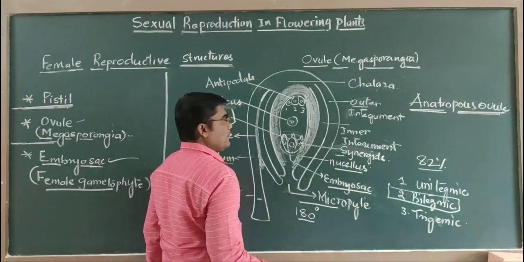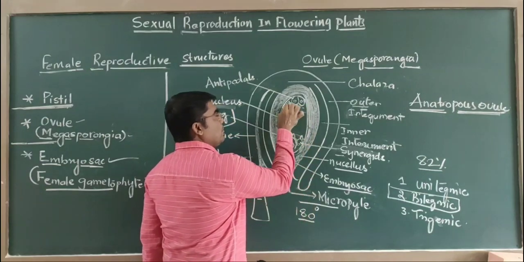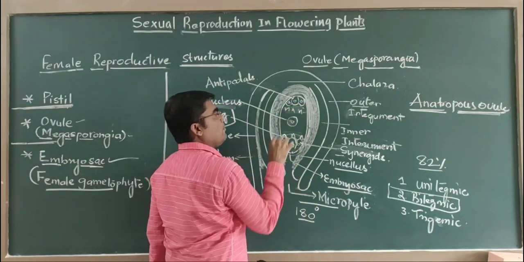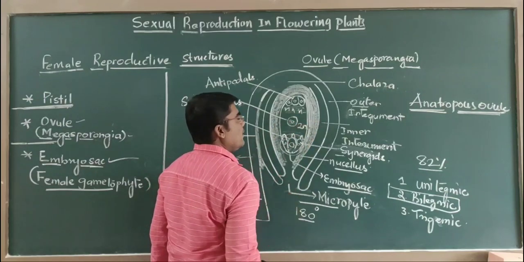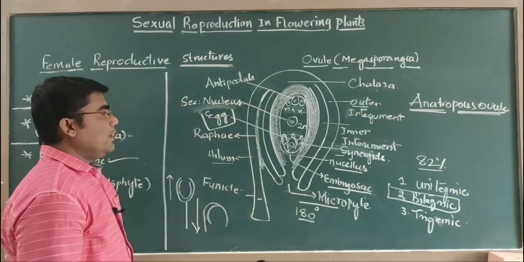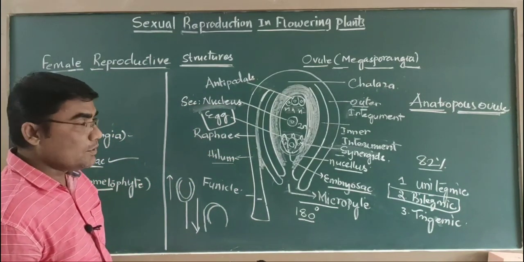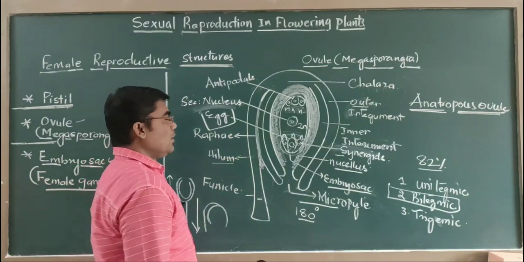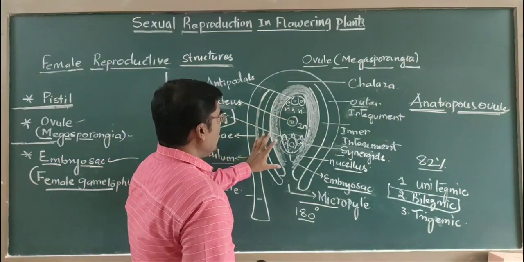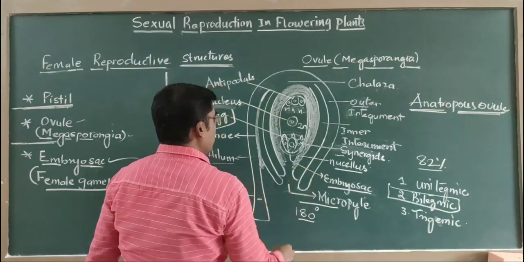This synergid is haploid. All the 3 antipodals are also haploid, haploid, haploid. But this secondary nucleus is diploid. Already I told you, don't get confused. Please remember these points. In future classes we will clarify all these things. So please remember this one.